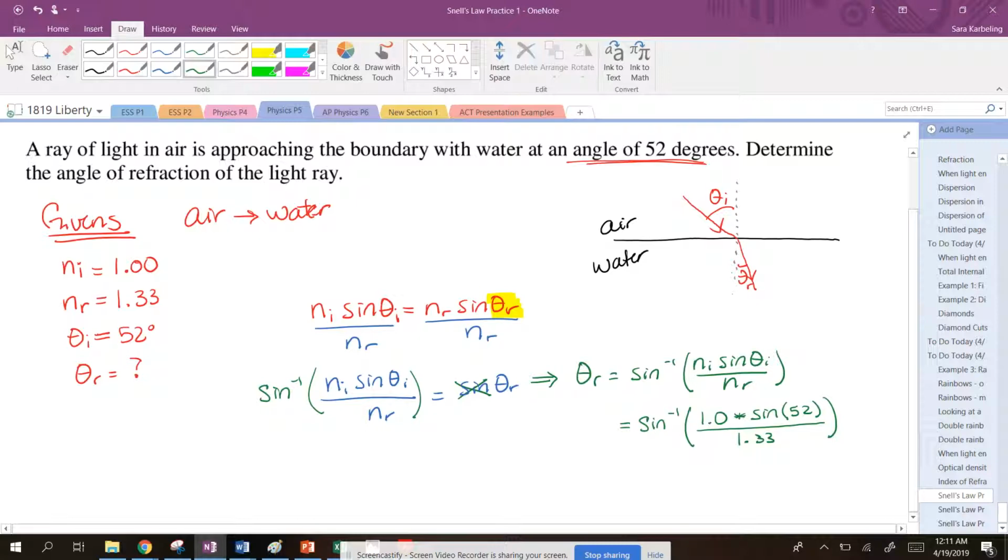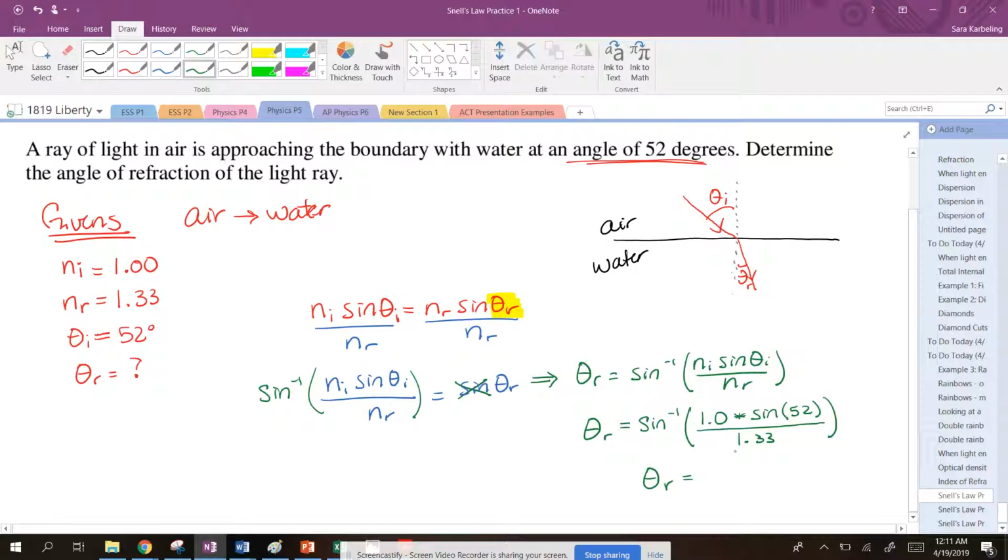So the biggest challenge with Snell's law is making sure to keep track of which ones are the I's and which ones are the R's, so that you get your indices of refraction correct, which one's on the top and bottom, and then also where everything else goes. So at this point, you can just plug that into your calculator. Also, make sure that your calculator is in degrees. If you're doing radians and math now, make sure that you've got it set that way.